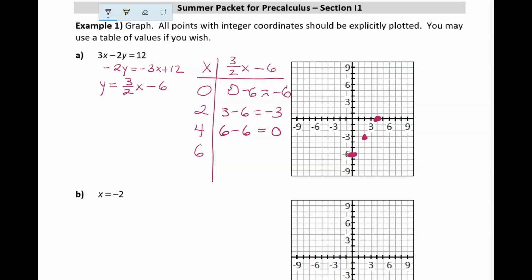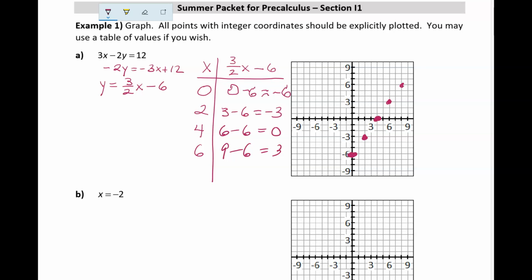And by this point, you notice there's a pattern. We can go ahead and do 6 as well. 6 times 3/2 is 9, minus 6 is equal to 3. And so we have the point (6, 3). And you notice that our slope is positive 3 over 2.